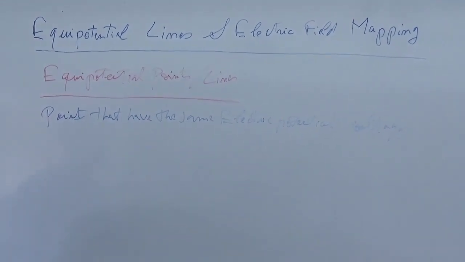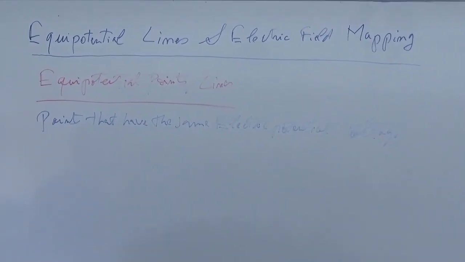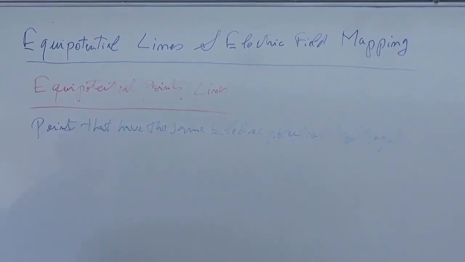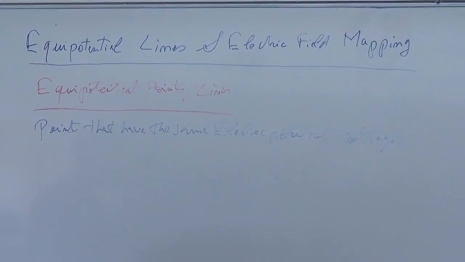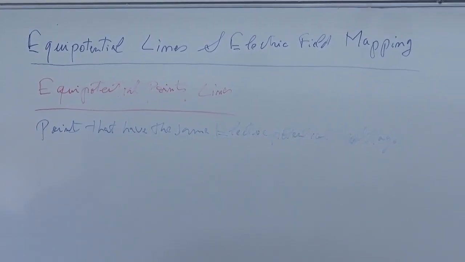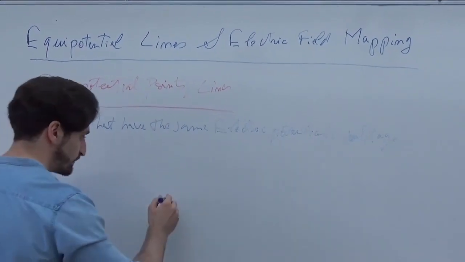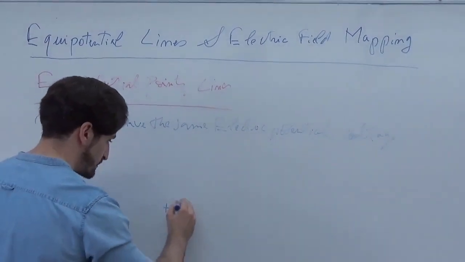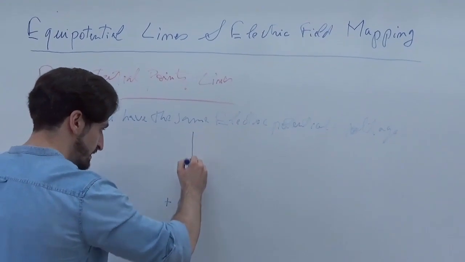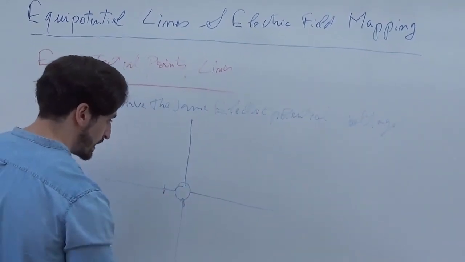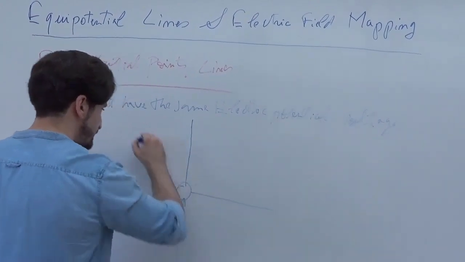Now let's consider that we want to map a certain electric field region and we want to locate several points that have the same electric potential. So we want actually to locate equipotential points. So let's consider that we have the following positive charge. As we have seen previously, for a positive charge, the electric field is going to emanate outwardly and in all directions from it.